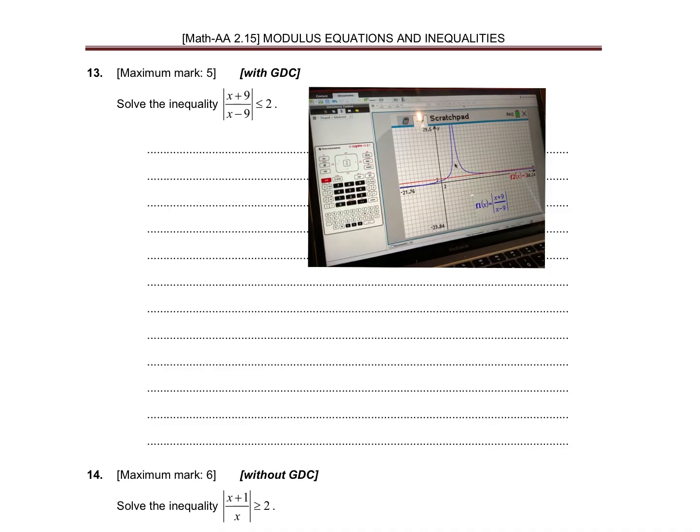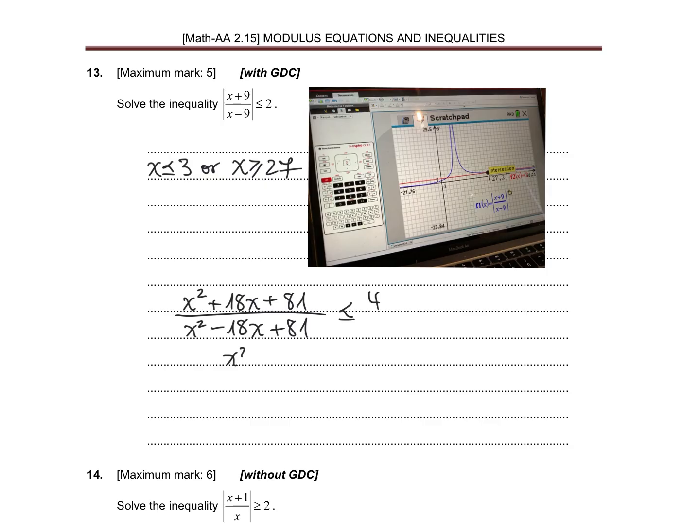Okay, so I've already got it in the graphing calculator. We just need to find the intersections here. And we want the blue line to be less than the red line, which is happening before 3 and after 27. The other way we can do it is squaring both sides. So on top, we're going to have x squared plus 18x plus 81 over x squared minus 18x plus 81 less than or equal to 4. And we can cross multiply.